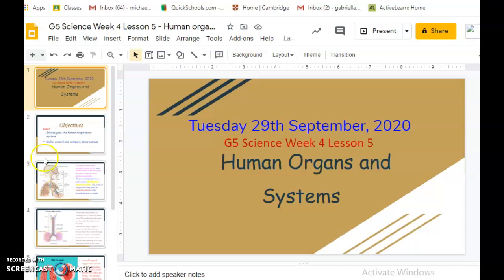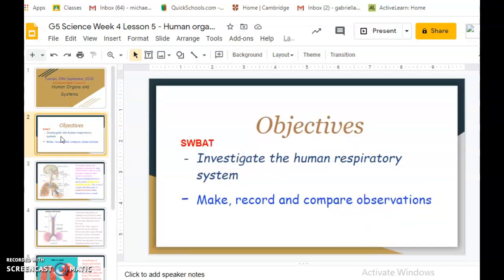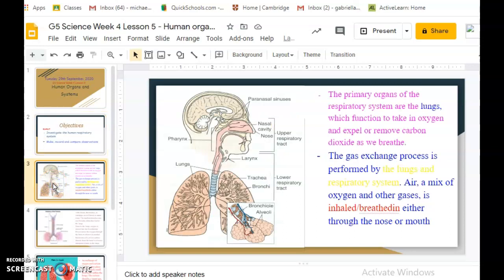Now in this lesson, we'll be looking at the objectives. One, we are going to investigate the human respiratory system. Two, we are going to make, record, and compare observations. Now, this is the respiratory system. In a nutshell, this is the respiratory system.